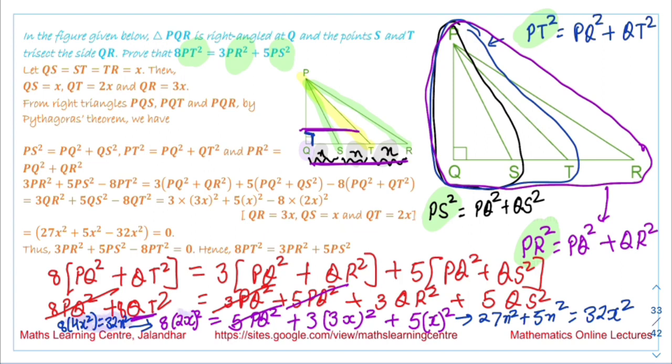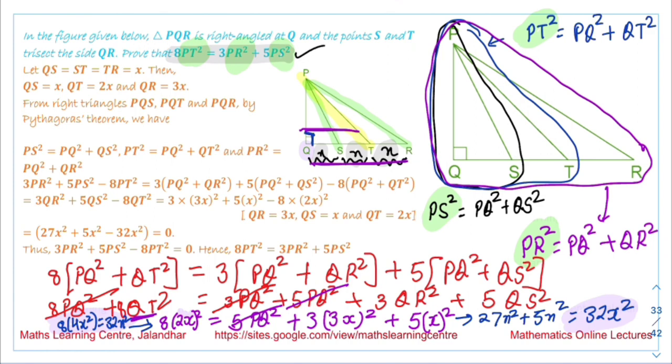So what we get is that the left hand side value is 32x square, and the right hand side value is 32x square. So the given equation is satisfied. This proves that this equation is true, and this is what we have to prove.